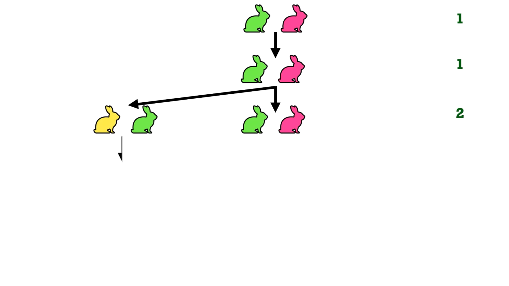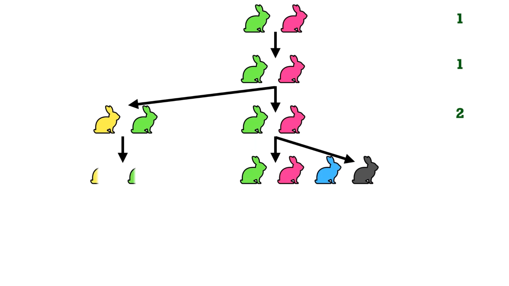At the end of the third month, the original female produces a second pair, making 3 pairs in all in the field. This is because it is given in the question that rabbits never die and that the female always produces one new pair, that is one male, one female, every month from the second month on. So at the end of the third month, there are 3 pairs.